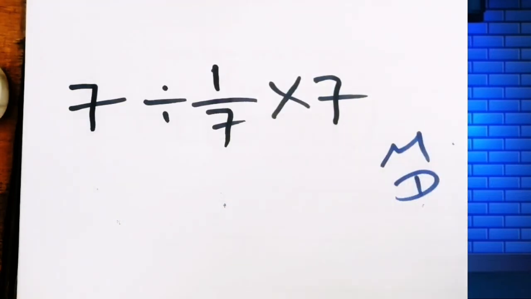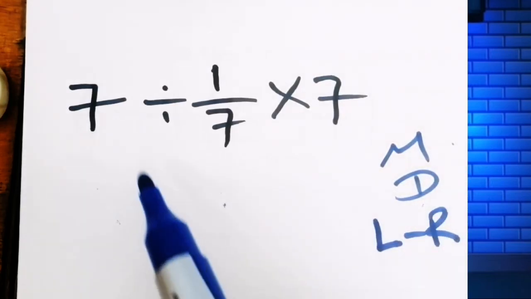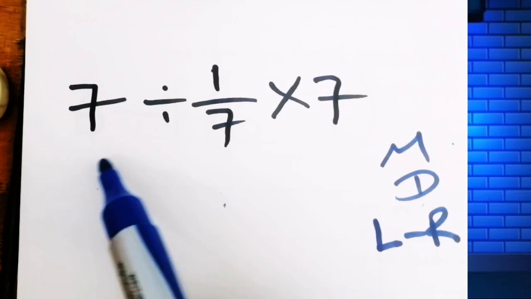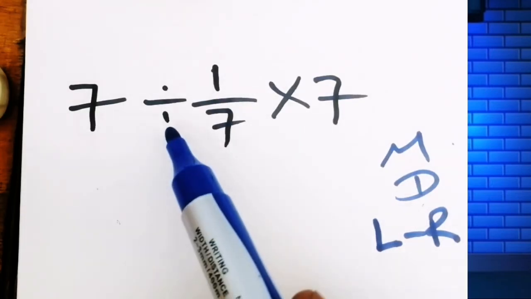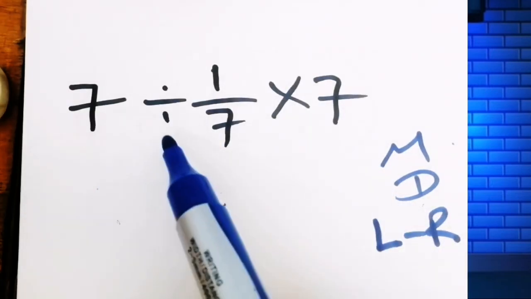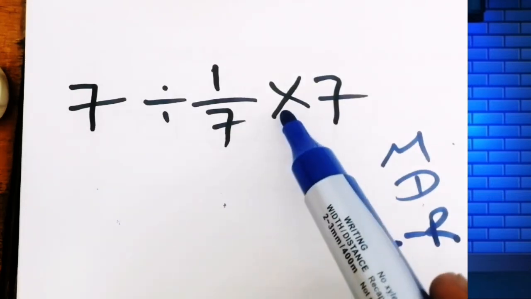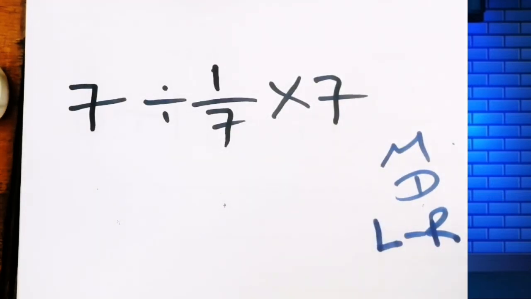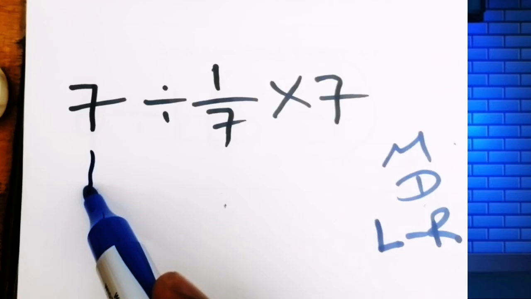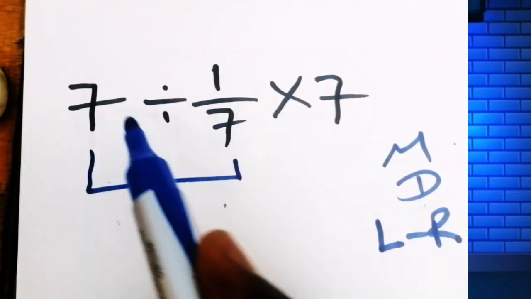the expression, they have equal priority, so we work from left to right. Therefore, in this expression, division is found to the left of multiplication. So this division has higher priority than this multiplication, okay, from left to right. Therefore, first we have to divide this number.